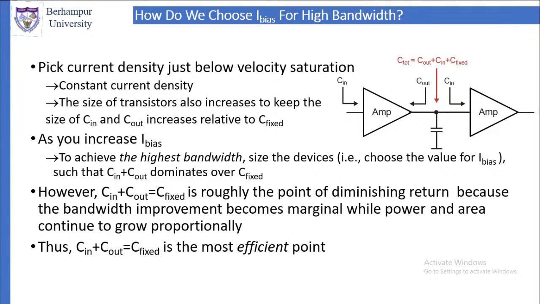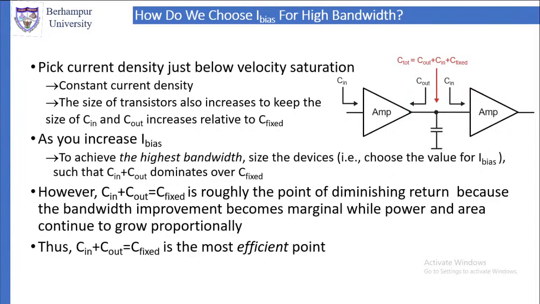The size of the transistor can also increase, so C in and C out keep increasing relative to C fixed. So we have to find a relationship between C out, C in and C fixed. As we increase I bias to achieve the highest bandwidth, the size of the device, meaning L and W, changes. First you choose the I bias so that C in plus C out dominate over C fixed. That is the first point: C in plus C out should dominate over C fixed. If you are going to increase I bias to achieve the highest bandwidth, this is one requirement.